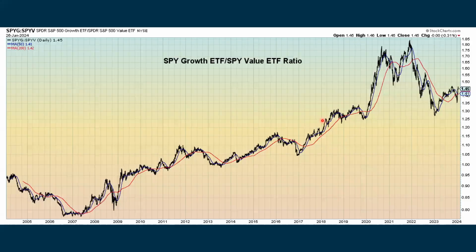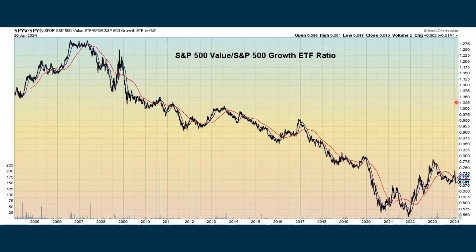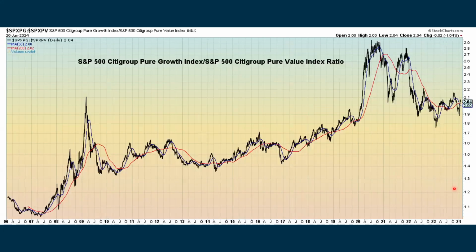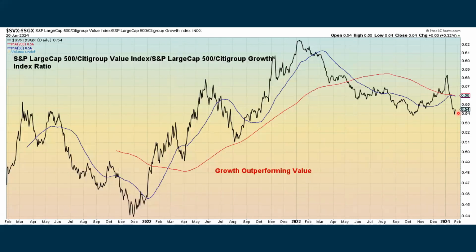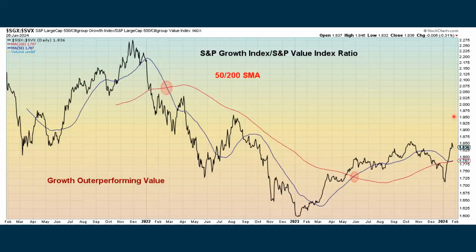Another thing that we look at are some ETFs showing how growth is outperforming value, even though it had been showing some weakness. Here's an inverse showing how value is underperforming growth. It bounced back up, and so far in 2024, it is starting to go back down. We look at a longer term version of the pure growth and pure value indexes showing how growth is improving when compared to value. Here's an inverse showing how value is now starting to underperform growth.